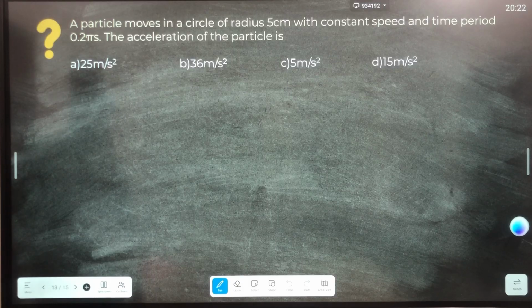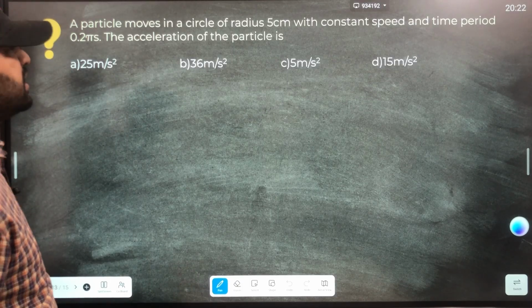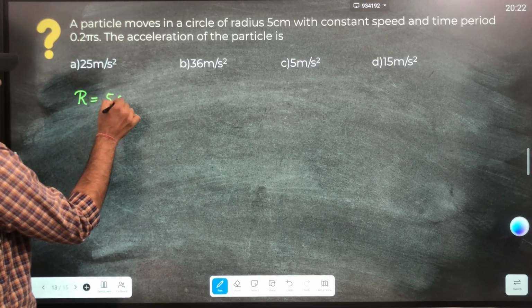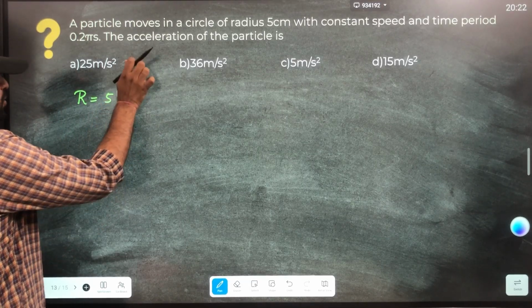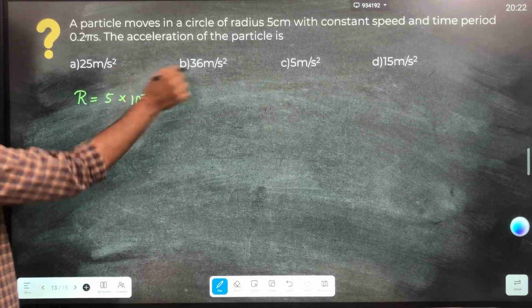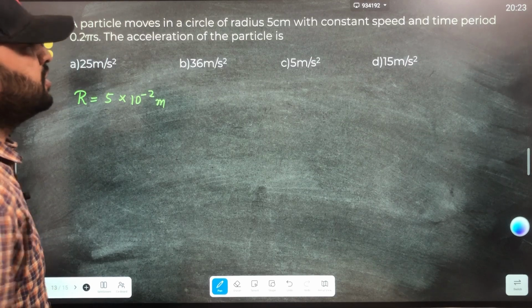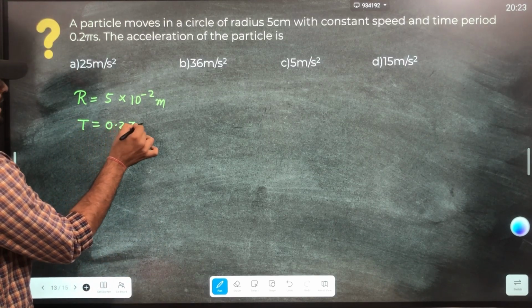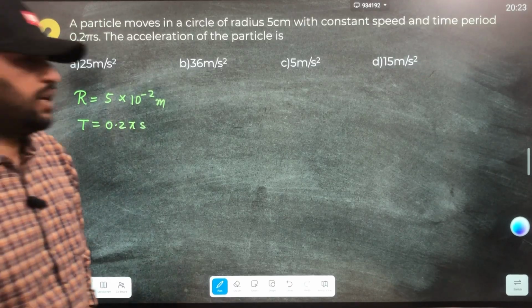Great. Our next question says a particle moves in a circle of radius 5 centimeter. Okay, radius of the particle is 5 centimeter, which is equal to 5 into 10 to the power minus 2 meter, because the answers are in meter. With a constant speed and the time period is 0.2 pi second. The acceleration of the particle we are looking for, right?